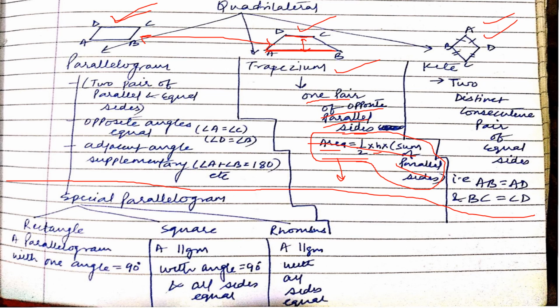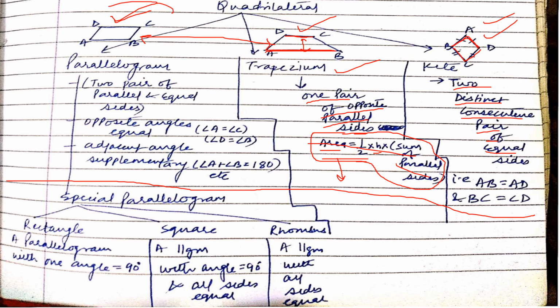Now, what is a kite? In a kite, there is a simple definition: two distinct consecutive pairs of equal sides. You all have seen a kite flying in the sky. In this, these two adjacent sides are equal and these two adjacent sides are equal. No other property is there. Only AB equals AD and BC equals CD. The most important for you right now is the parallelogram.